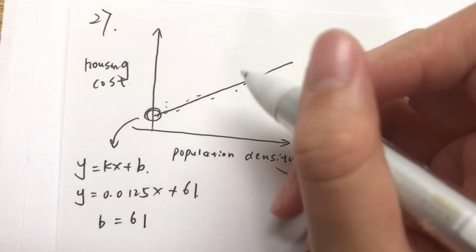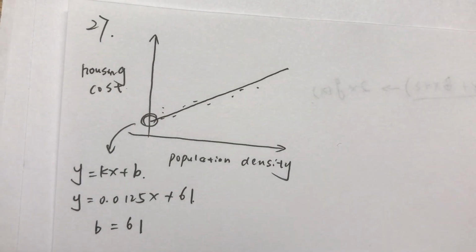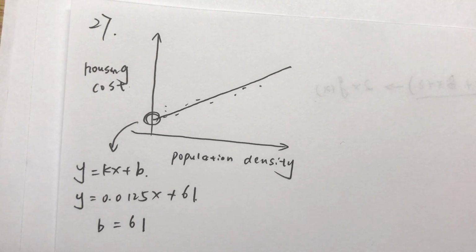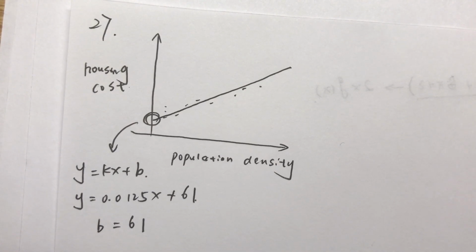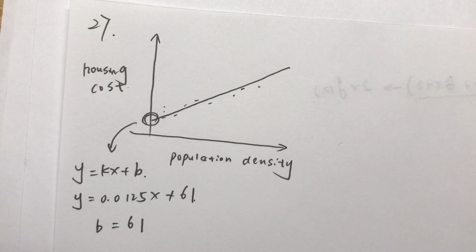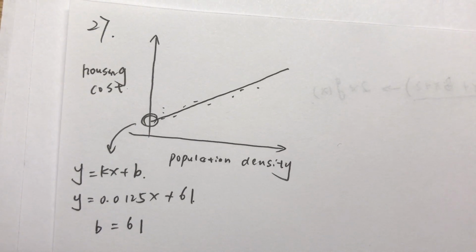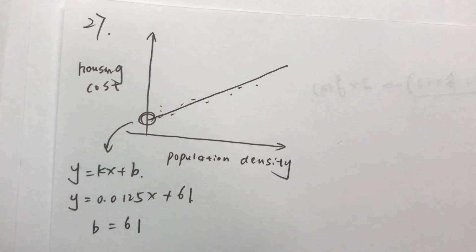Since this line is only the best fit line, we cannot definitely say that housing costs were never below 61% of the national average. That would be incorrect, because this is only the best fit line. It's not the absolute exact value. So we can only conclude that if the population density is very low, the percentage of the national average cost is in a range of about 61%. Therefore, the correct answer is D.